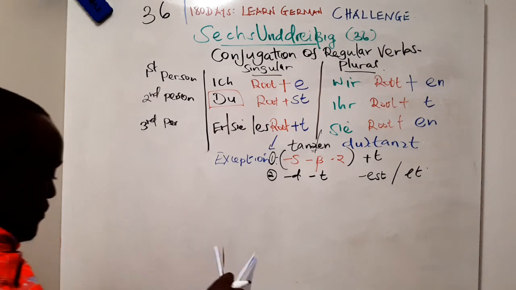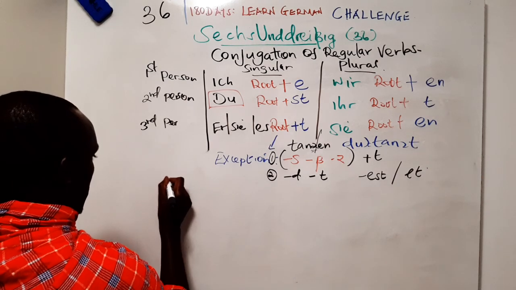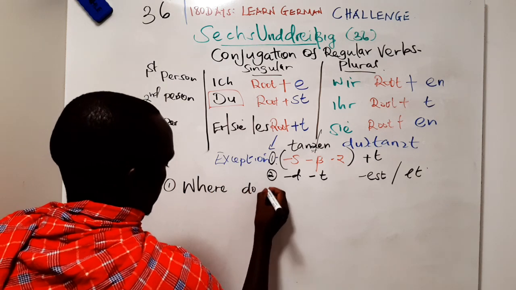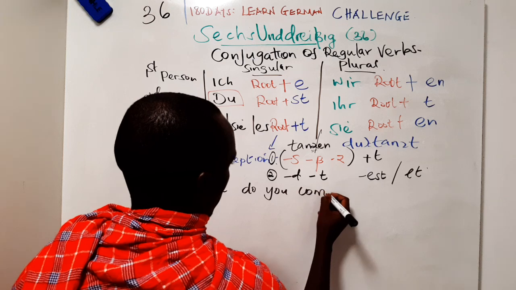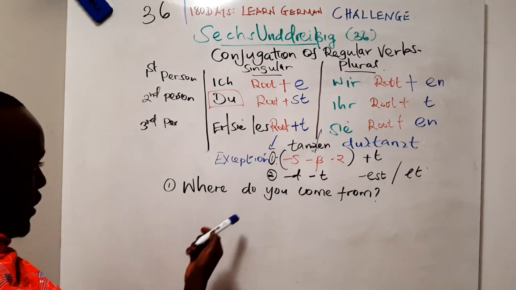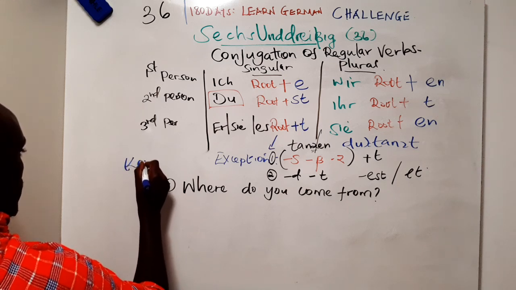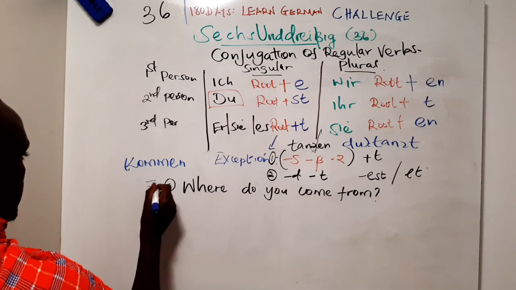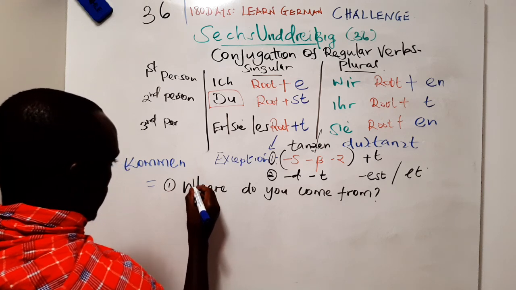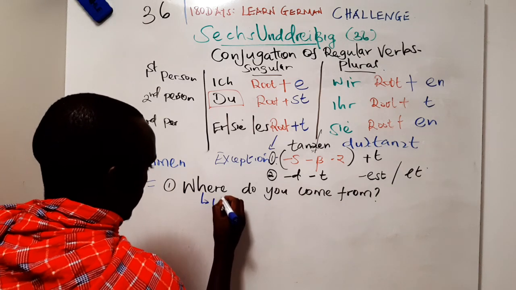So the first example is the one which we did yesterday, of which I made a mistake. If you say, let's say, where do you come from? So already we know that come is kommen. So this one is not wo, but wo means where, but where are you from will be woher. So it's woher.